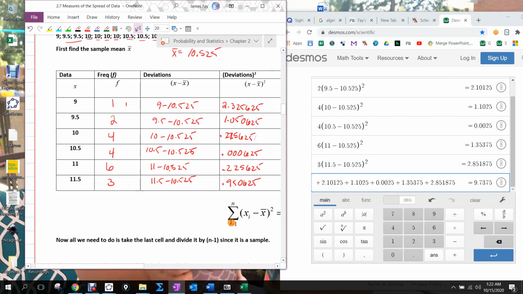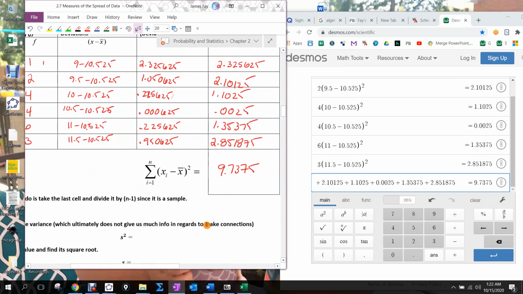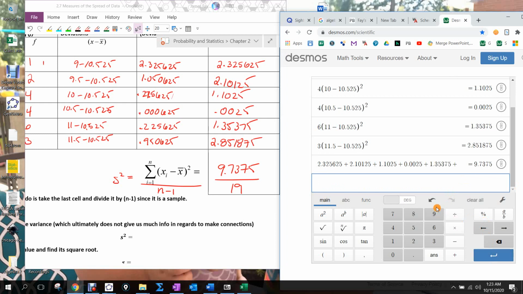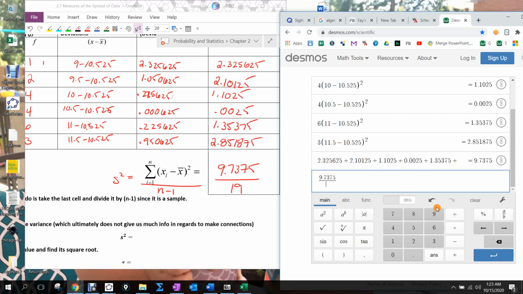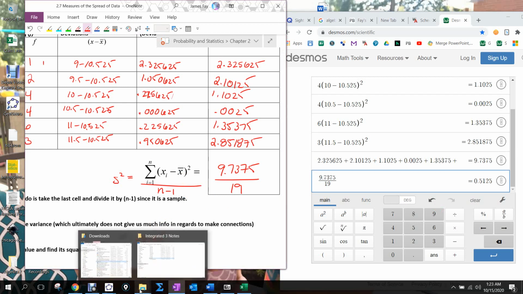Now all we need to do is take the last cell and divide it by n minus 1. Remember my formula for variance, which we call S squared, was this over n minus 1. So n was 20, so I need to divide this by 19. I'll take that number, copy it, and I'll divide it by 19, and I get 0.5125. So my variance is 0.5125.